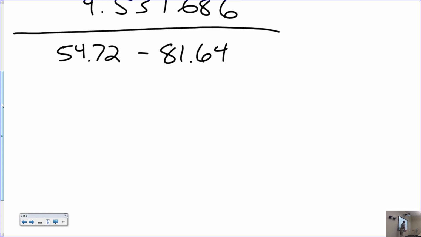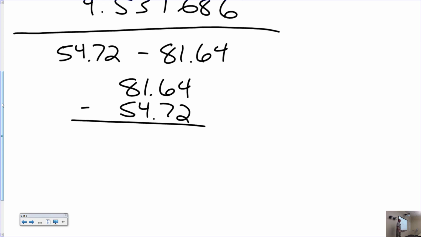All right? So, how would you subtract these two? Again, non-calculator. I would actually subtract the 54.72 from the 81.64. Exactly. You actually do the problem backwards. You say, oh, this is going to be $81.64, and I'm going to subtract $54.72, and do the subtraction normally.